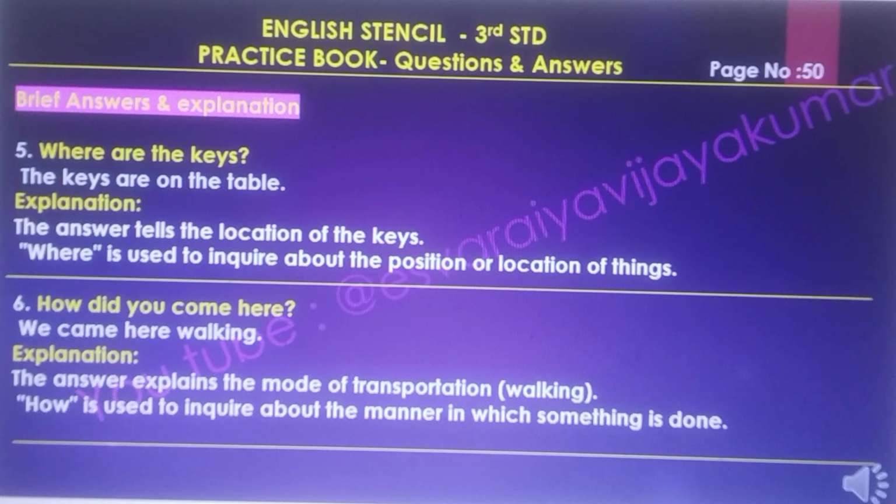Where are the keys? The keys are on the table. Explanation. The answer tells the location of the keys. Where is used to inquire about the positions or locations of things. How did you come here? We came here walking. Explanations. The answer explains the mode of transportation, walking. How is used to inquire about the manner in which something is done.